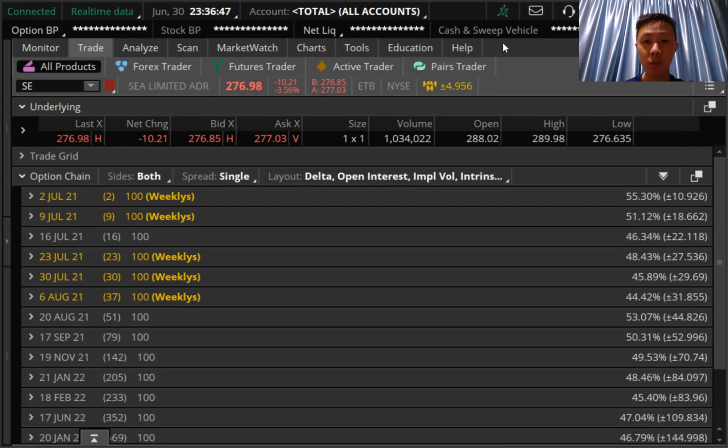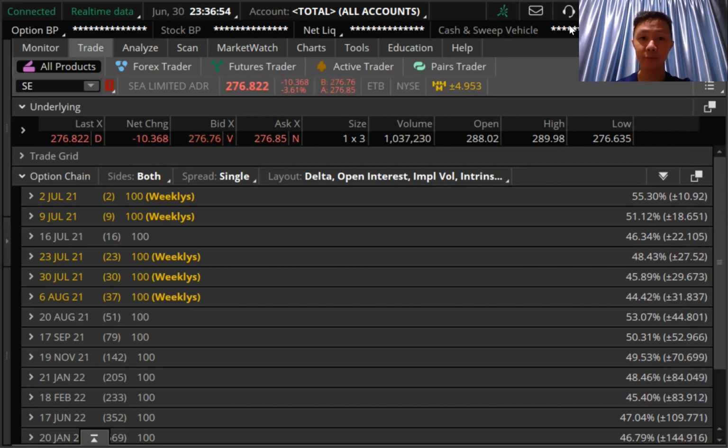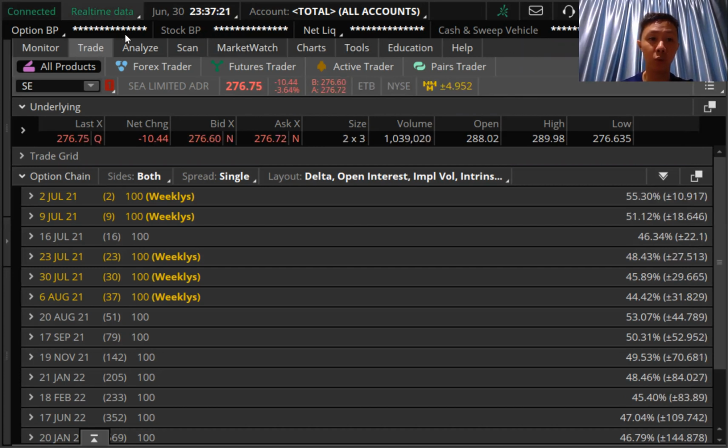So always remember, look at cash and sweep vehicle. This is the number you want to see to know how much cash you have. Net liquid is the amount you would get back if you liquidate everything, your stocks, your sell put, your leap call, whatever. Stock buying power and option buying power, you do not need to worry about, because you are not encouraged to use margin. If you use margin, this is the thing you need to watch out for. But I do not encourage you to use margin at all.